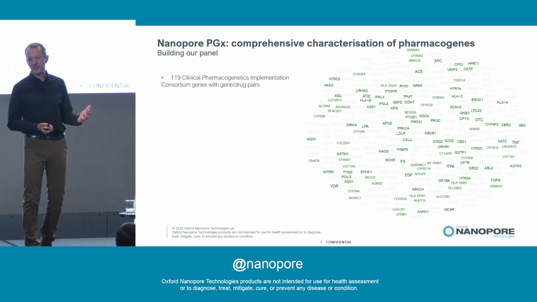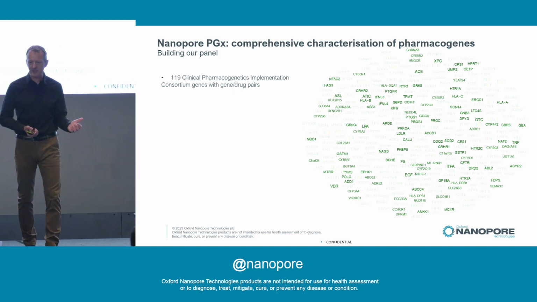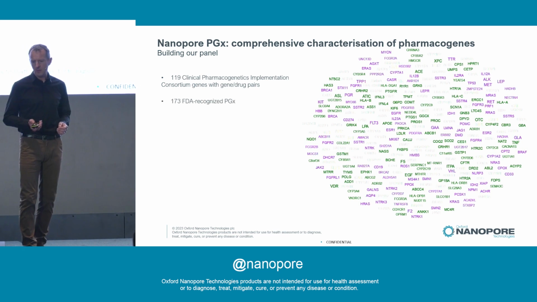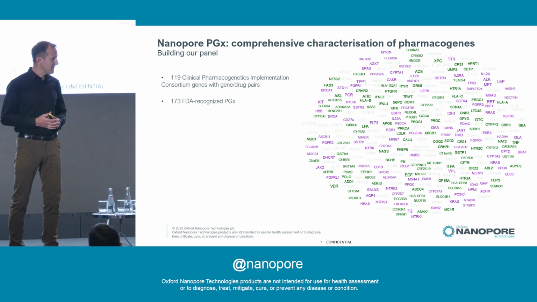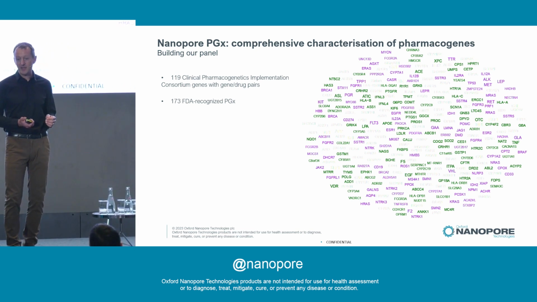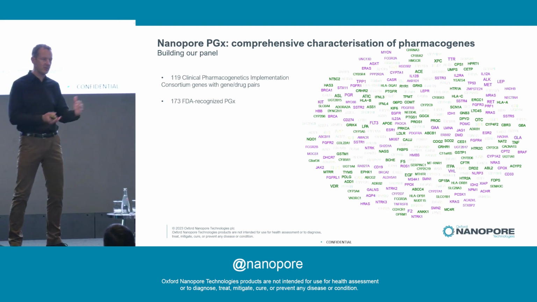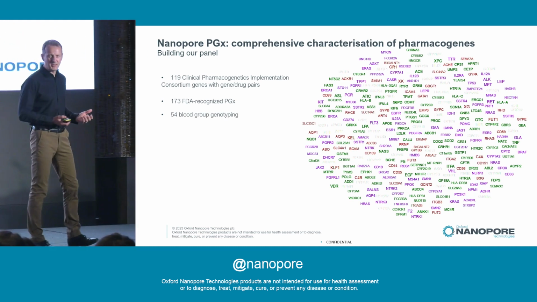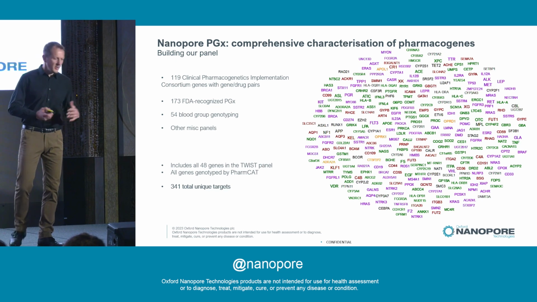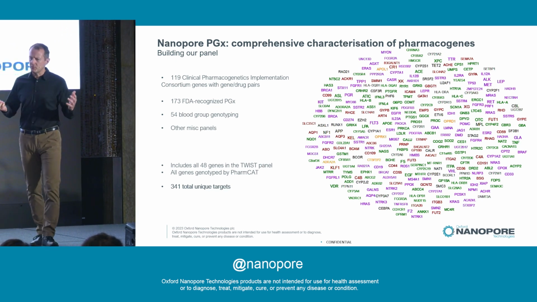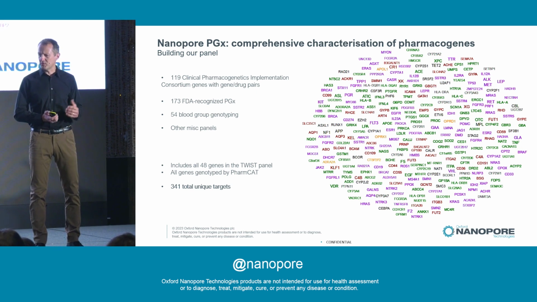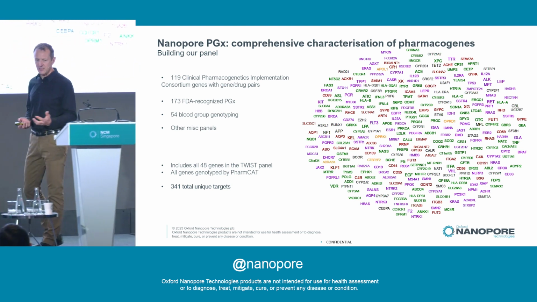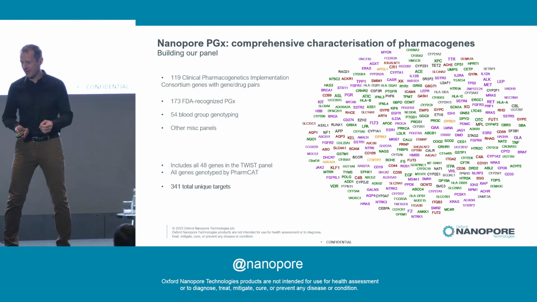So we started off by taking the 119 genes that the Clinical Pharmacogenetics Implementation Consortium define as the PGX genes. But then we wanted to make sure it was as inclusive, like I say, as possible. So we added in the 173 genes that the FDA recognizes as PGX genes. There's some overlap there, so it's not 173 new genes, but we included all of those. But while we're at it, we can include some blood group genotyping genes as well, and various other actionable targets. So in the end, we've come up with a panel size of about 341 unique gene targets, including all of the things that are captured by the Twist pull-down panel, and all of the genes that are genotyped by the software tool that we use, which is called FarmCat.